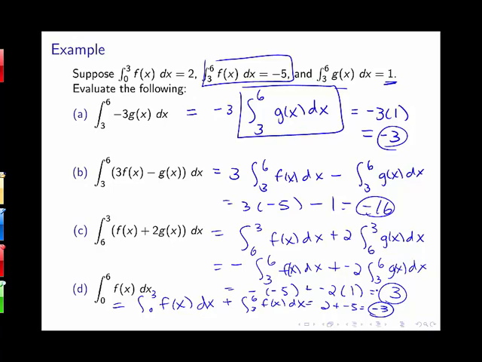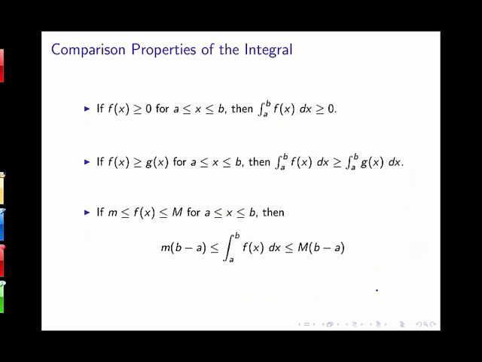Okay. So these just allow us to practice using these different properties, and you'll see probably some more examples on your WebAssign homework as well. I think there's just a couple more things we want to talk about here. We also have a few comparison properties that relate to our integral that tell us what we can say about our integral if we know certain information about our function.